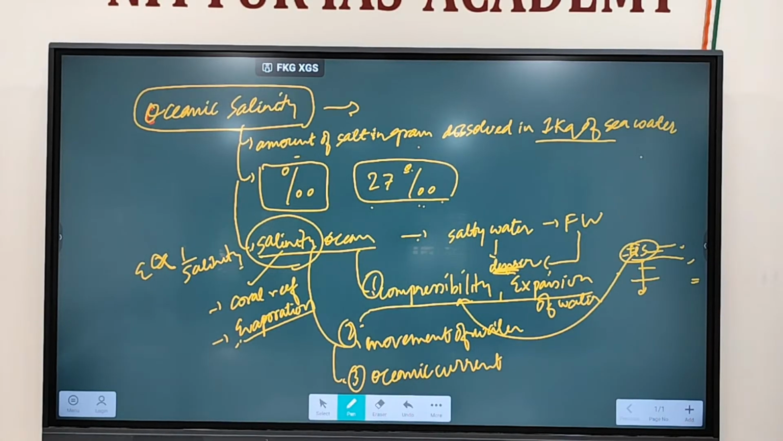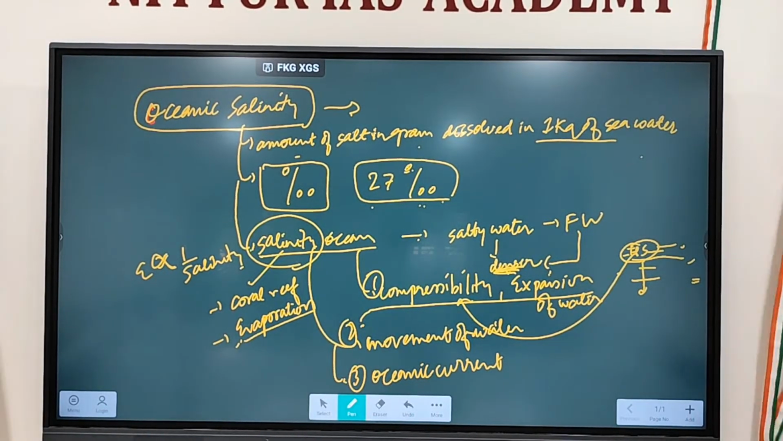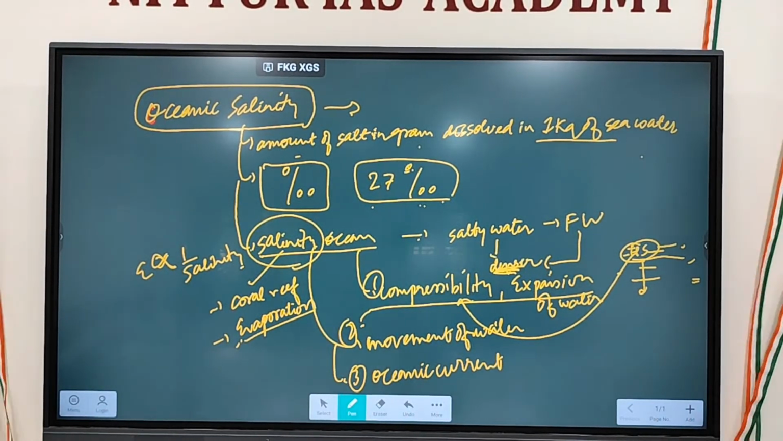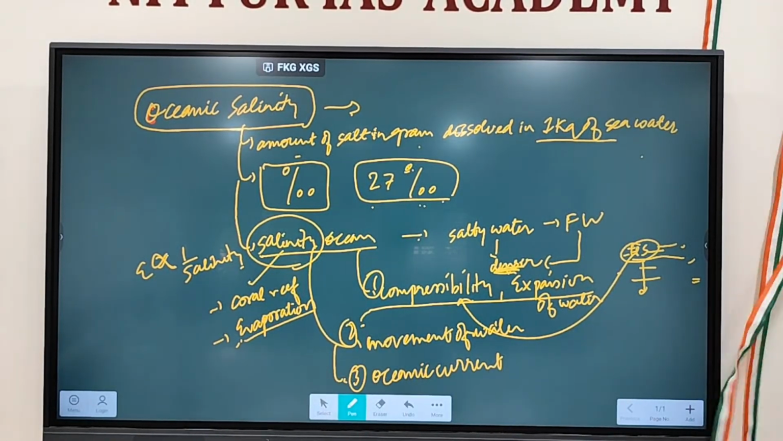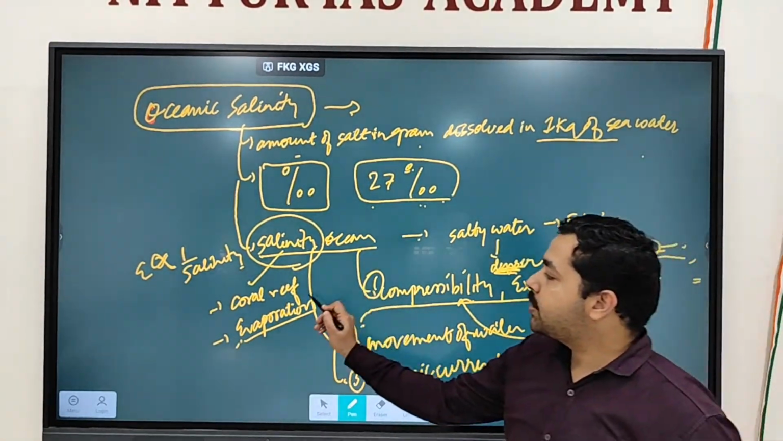Rivers and others contain lesser water, and as a result, lesser moisture in the wind. Clear? So evaporation is inversely proportional to the salinity. So it determines your evaporation.